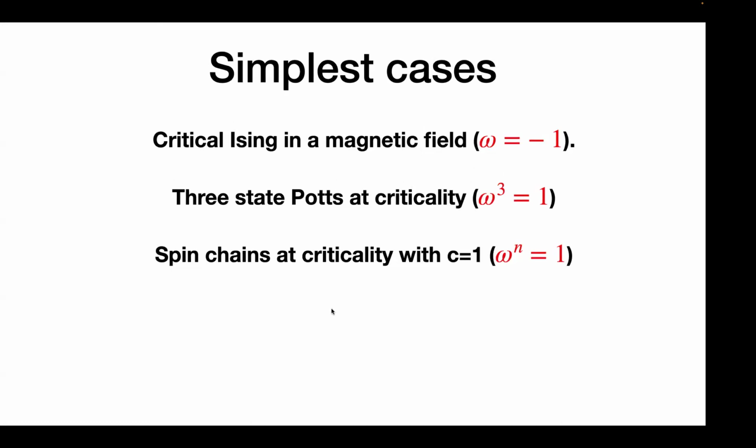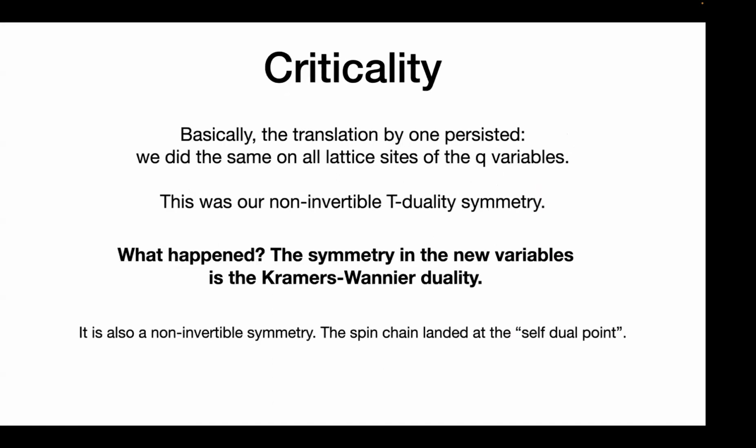So after n equal to 5, things are well behaved, and actually you get systems with a U1 current algebra. So you inherit the symmetry that you had in the UV of the X's and P's or the Q's directly. So what happened is that translation by 1 persisted. We did the same on all lattices of the Q variables, and this was our non-invertible T-duality symmetry.